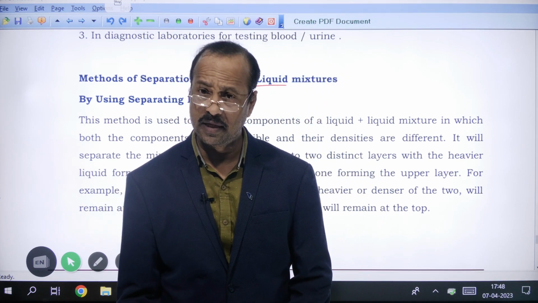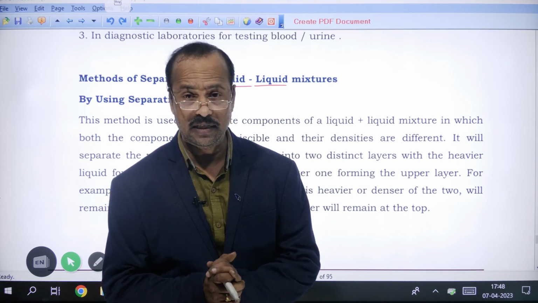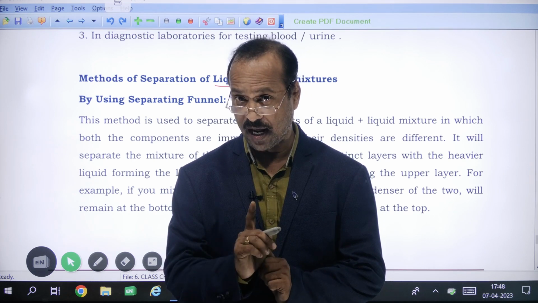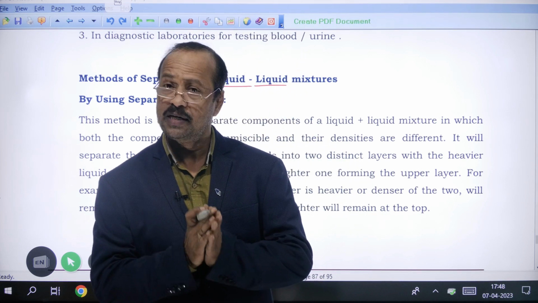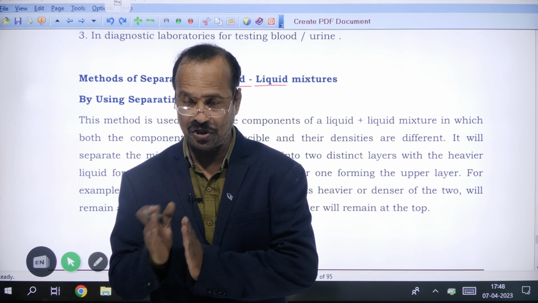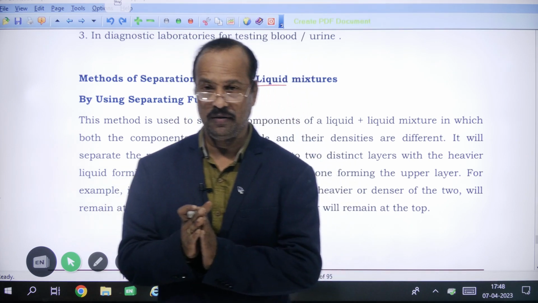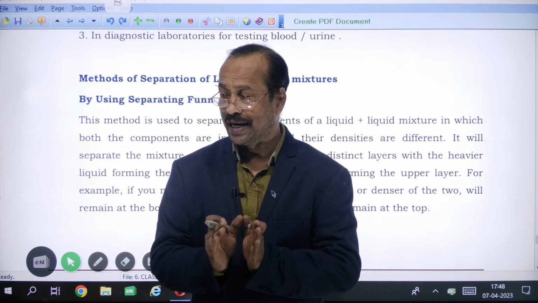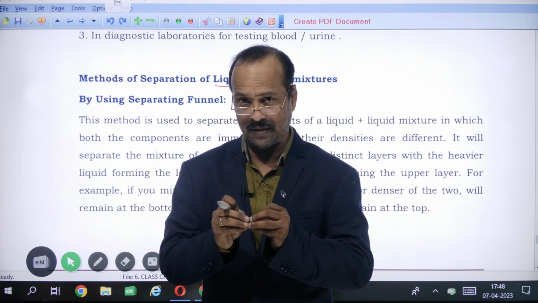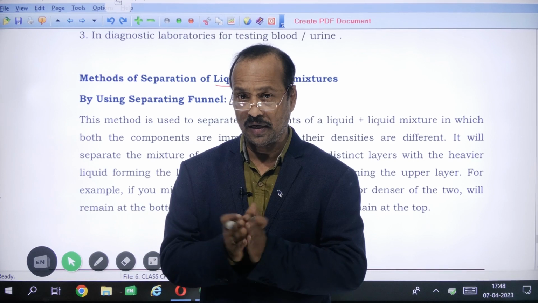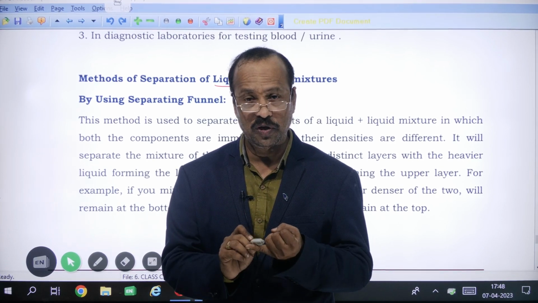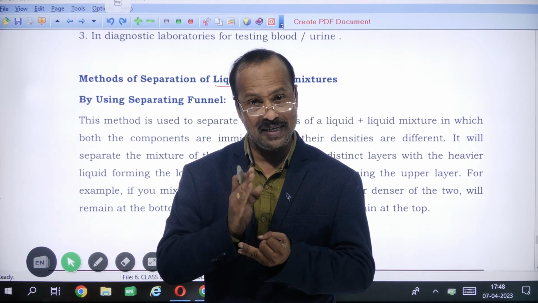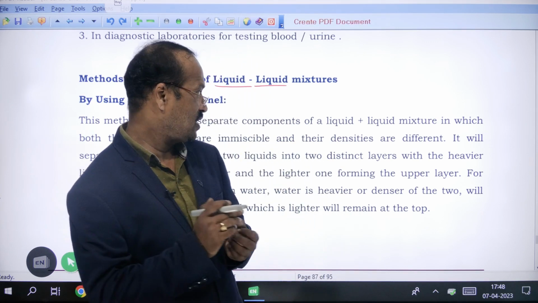There are mainly three methods to separate them. One is by using a separating funnel. This is the first one. Second one is distillation, the normal distillation. And third one is fractional distillation. So there are three methods which we are going to learn today, how to separate a liquid mixture. Means if two liquids are mixed with each other, how can we separate them? The three methods: first, separating funnel; second, distillation; and third, fractional distillation, right?